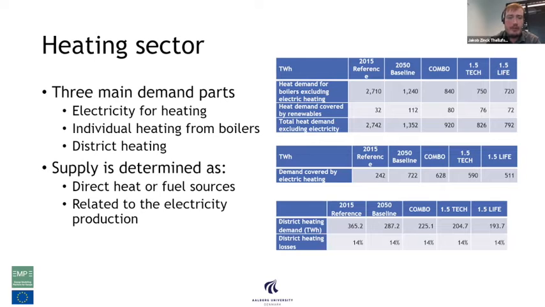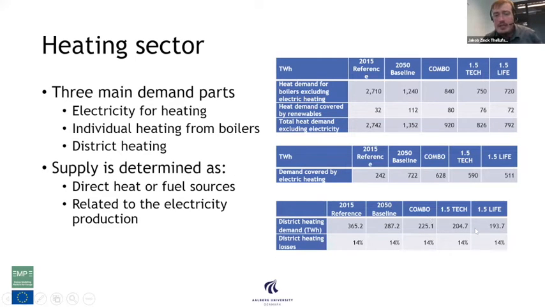So that's what these tables show: we have heat demands for boilers excluding the electric heating. Then they had renewables as one sector also, but again, is that renewables in the district heating grid, or in the individual heating system? And then we identified the total heat demand. From that we calculated electricity heating, and then the district heating ones.